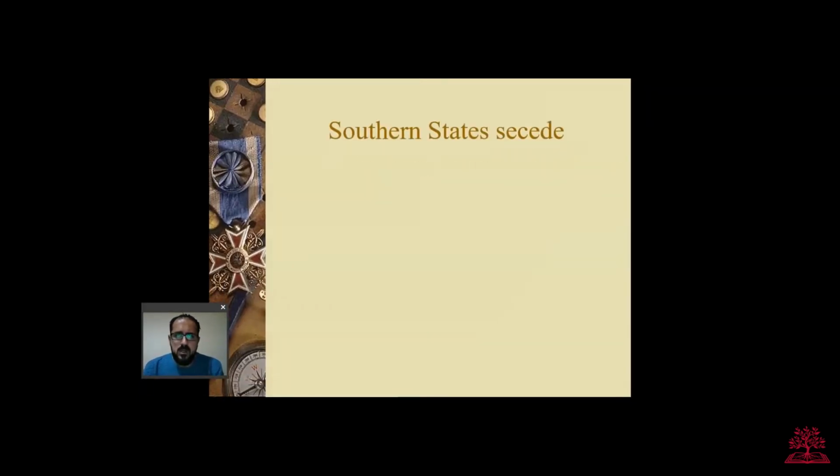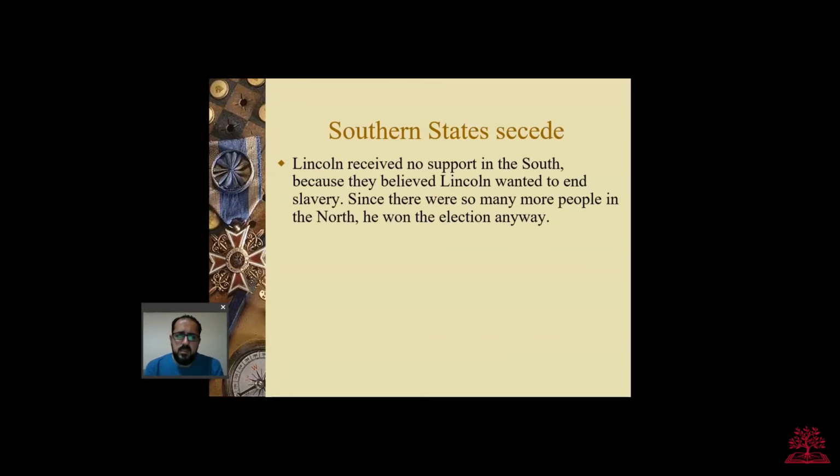So after Abraham Lincoln won, there comes a problem. The southern part of the United States did not support Abraham Lincoln. After he won, they wanted to be separated from the United States, so they started to secede. Secede means that they don't want to be a part of the United States anymore. Lincoln received no support in the South because they believed Lincoln wanted to end slavery. See, there comes the biggest issue.